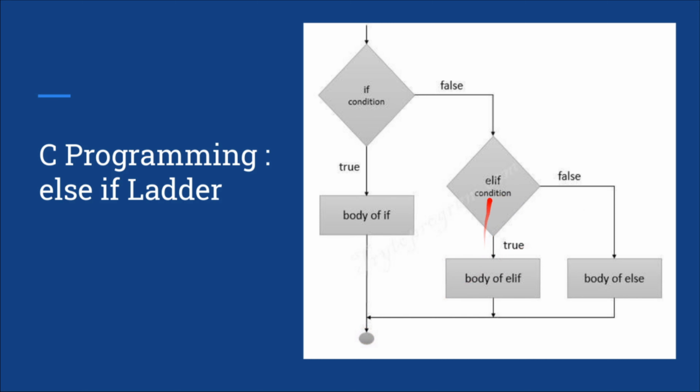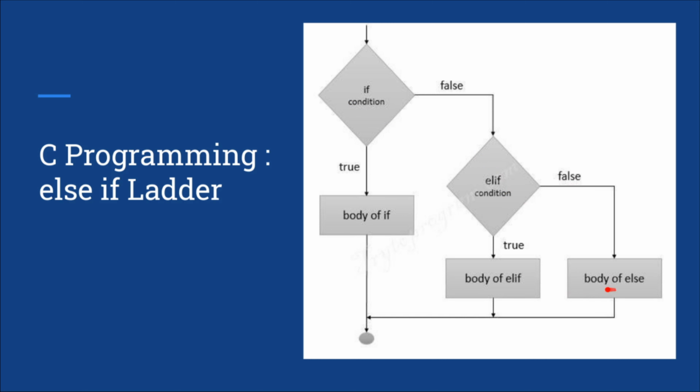For example, if this else if condition is false, then it will again move to another else if condition. There is no limitation on else if conditions in C programming. We can write any number of else if conditions. The same thing will repeat. If this condition is false and we have written another else if condition here, it will check whether the condition is true. If true, the body of that else if will be executed and the program will be terminated.